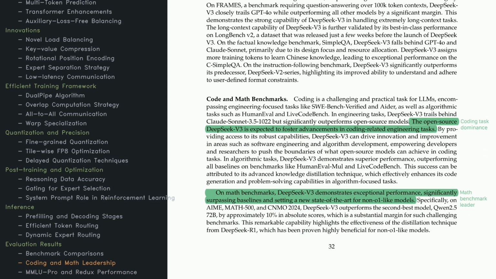Next, they evaluate coding and math tasks. DeepSeek V3 impresses on HumanEval-Mul and LiveCodeBench, outperforming other open-source models but still trailing certain closed-source solutions. But for math, it does even better. It sets new records on benchmarks like AIME, MATH-500, and CNMO 2024, surpassing its closest challenger by 10%. This is thanks to a strong distillation approach that helps it handle advanced problem-solving. All in all, it's a top performer for tasks that aren't simply about scale.